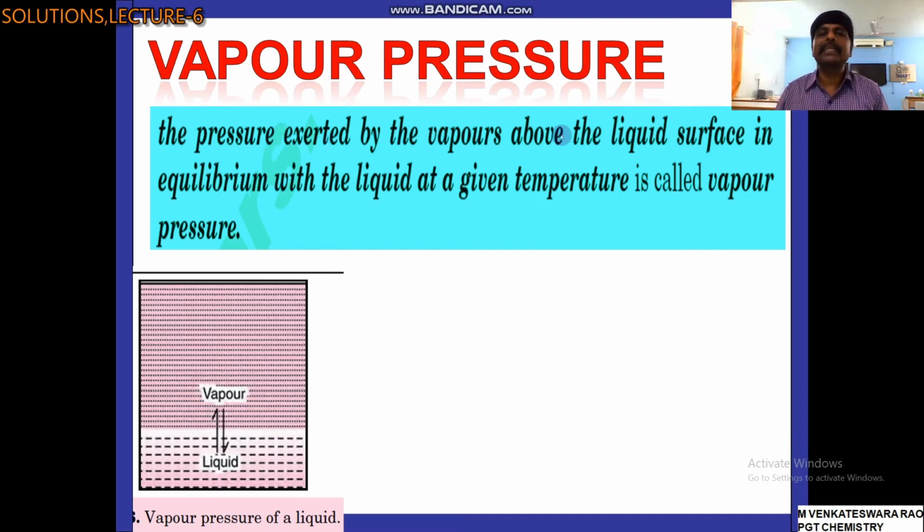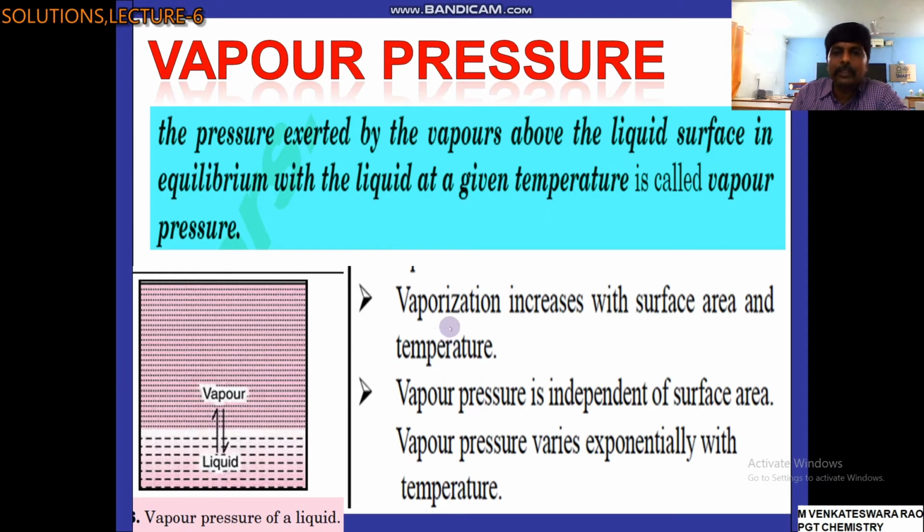The pressure exerted by the vapor above the liquid surface in equilibrium with the liquid at a given temperature is called vapor pressure. So vaporization increases with the surface area and temperature. Vaporization increases with the surface area. Vaporization increases with the temperature. But vapor pressure is independent of surface area. Vapor pressure varies exponentially with the temperature. That one I will explain in the next slide.